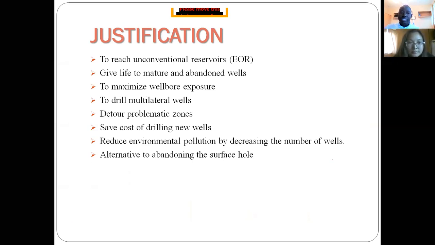So for instance, if the upper section is very long, all you need to do is just to sidetrack into the formation. So the whole upper section cost is saved, you understand? You don't have to drill from scratch from the beginning. That is, of course, a lot of money and time.